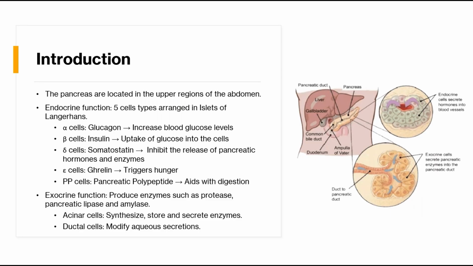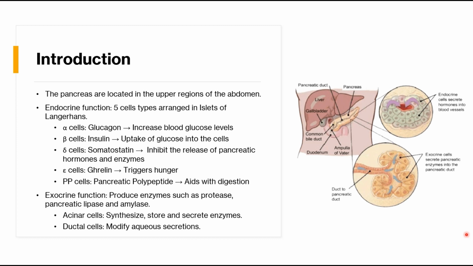So, the pancreas is in the upper region of the abdomen. It is a mixed gland, which means it carries out endocrine and exocrine functions. The endocrine cells are in what's called the islets of Langerhans. There are 5 types of cells. You have alpha cells, which produce glucagon, and that helps increase blood glucose levels. So, it's the body's mechanism to prevent hypoglycemia or low blood sugar.